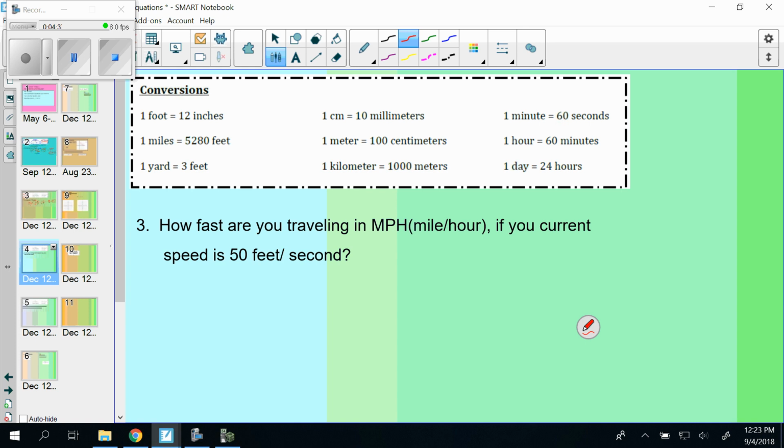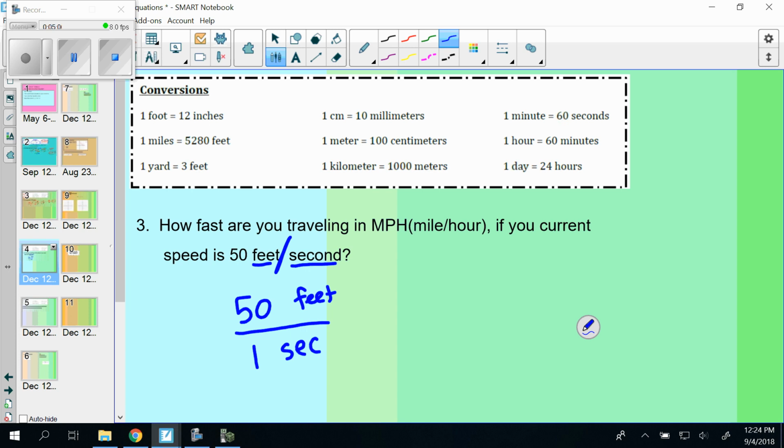Okay, next one. How fast are you traveling in miles per hour if your current speed is 50 feet per second? Okay, so now we have multiple units here. You can see this is a rate, so you've got feet per second. We want to start with the one we know again: 50 feet per second means per 1 second. See this division sign? So divided by 1 second. That's a rate, 50 feet per 1 second.